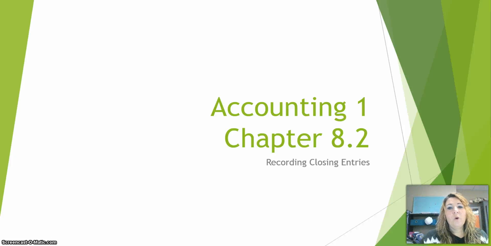This is Accounting 1. We are on Chapter 8, Section 2, and in this section we're going to be talking about recording closing entries. So in the last section we had taken our adjusting entries that we did on our worksheet in the trial balance columns, and we actually posted those to our journal. We've journalized them so that then we're going to be able to take those and post them to our general ledger accounts. But now we have to close some of our accounts.